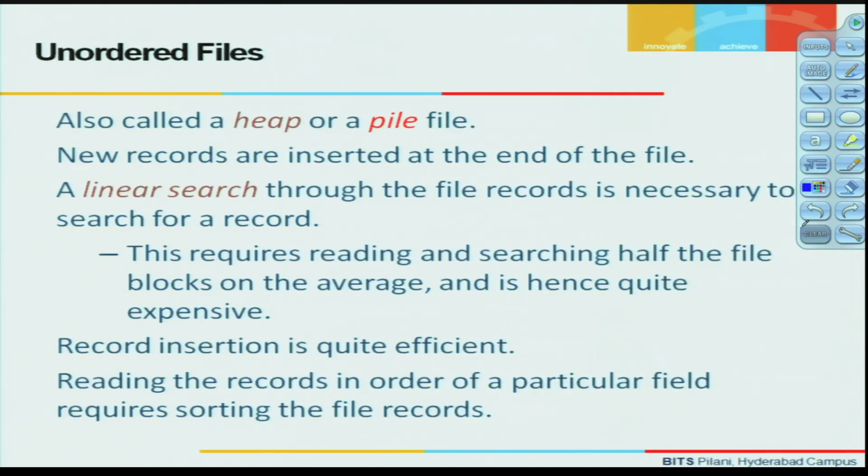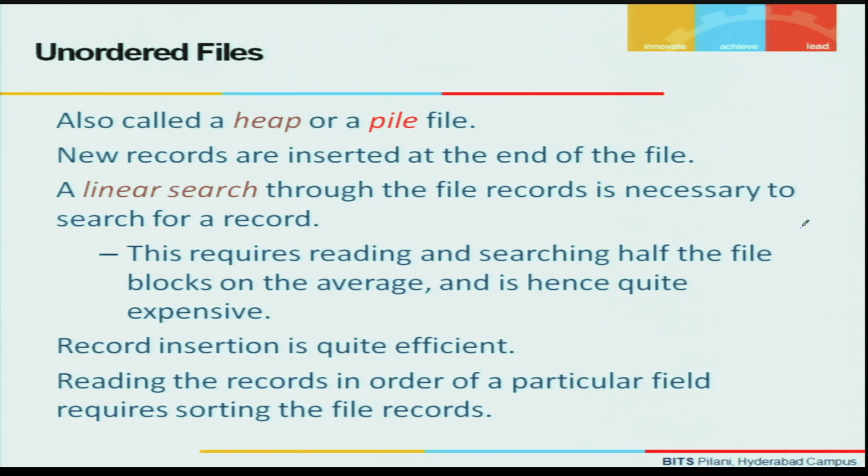We have unordered files and then ordered files. First we will see what is an unordered file. There is no order. That means the records of a file are not organized on the basis of anything. That is why it is called an unordered file. They are also called heap files or pile files. Whenever a new record comes, without looking at the appropriate location, I will just append that record to the end of the file. And while searching for a given record, it is very difficult because it is an unordered file.